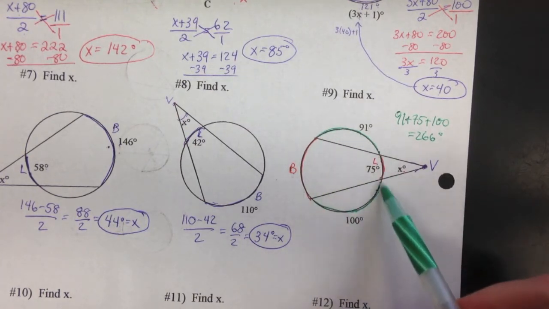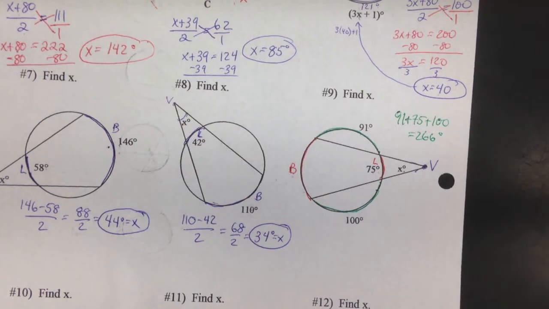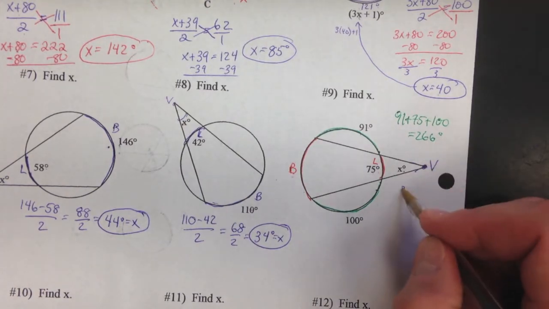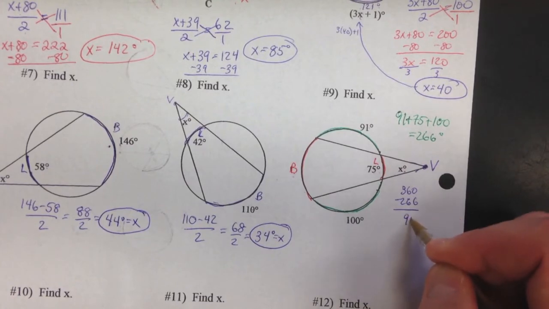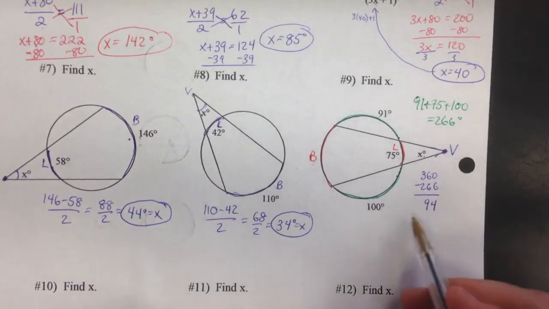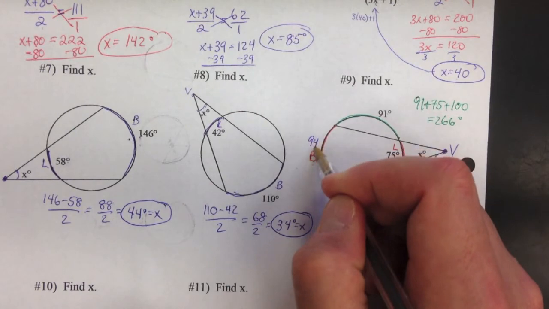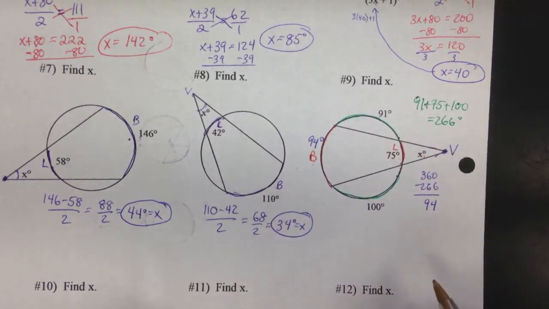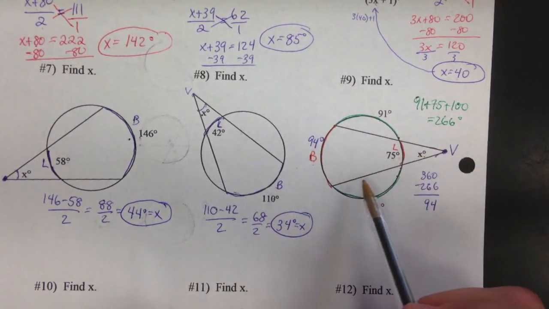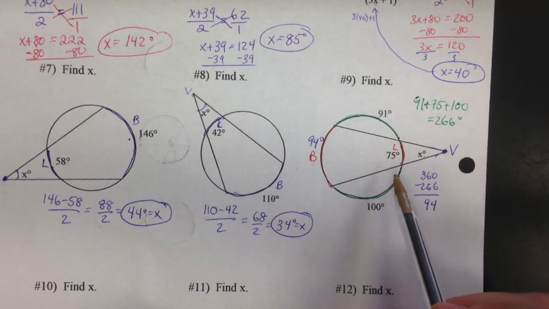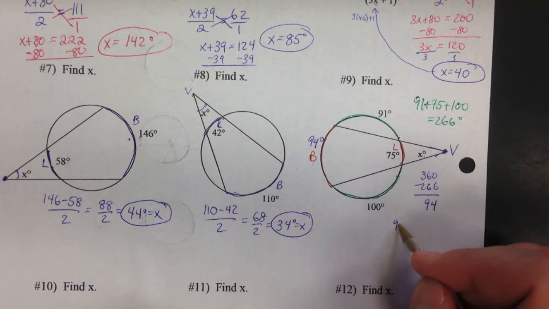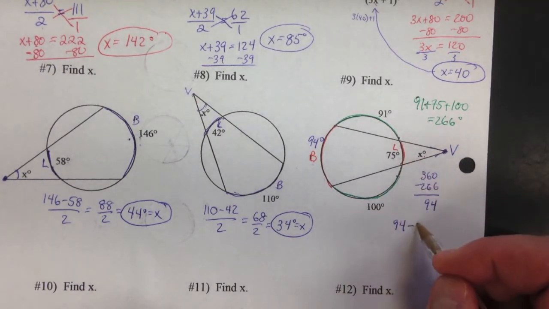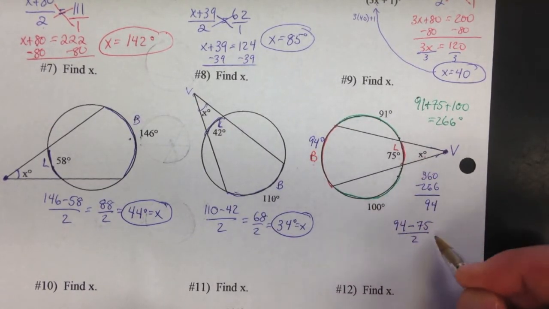So these three add up to 266. To find what's left over, we'll subtract that from 360, and what we end up getting is 94. So 94 is your big arc. So now we can do, if it's a central angle, it's the same. If it's on the circle, it's 1/2. If it's inside, then it's average. If the angle's on the outside, then it's big minus little over 2.